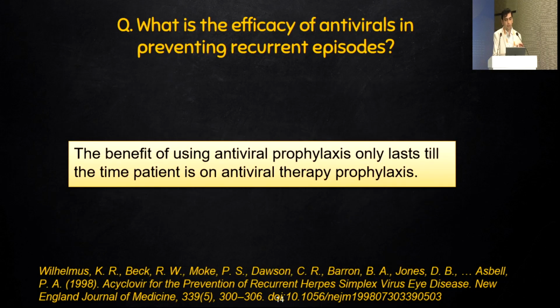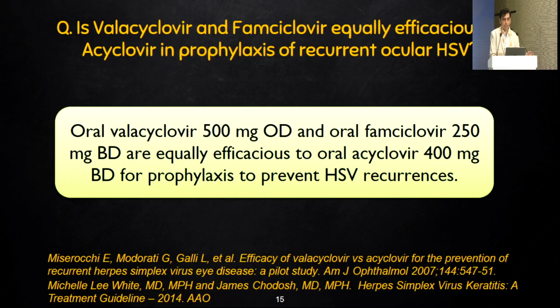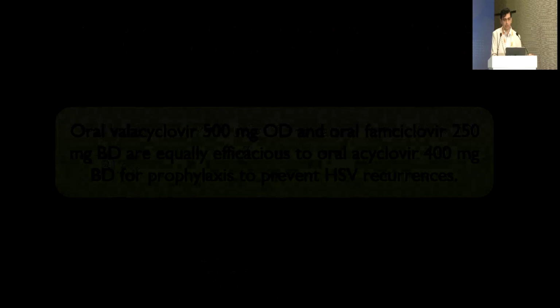So the benefit of using oral antivirals, also prophylaxis, lasts only as long as the patient is on the prophylaxis. So you can't expect that you give it for 6 months and hope that the effect will last another 6 months. That will not happen. Also, acyclovir and famciclovir are equally efficacious. So if you want a lesser frequency of dosing, you can shift to valacyclovir OD dosage.